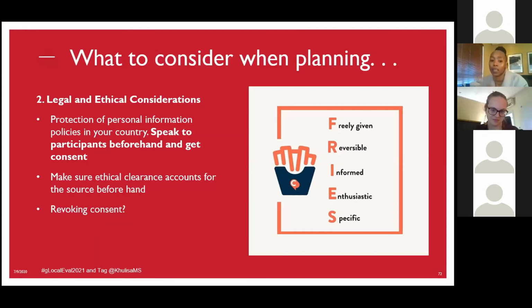Make sure ethical clearance accounts for the source beforehand. Make sure that your research plan and objectives and everything else has WhatsApp written down as one of your sources. So what happens in a situation where Musa is part of the program and she says, right, I'm done, I'm out. I have no desire to be a part of this. Please remove my messages. What do you do as an evaluator?